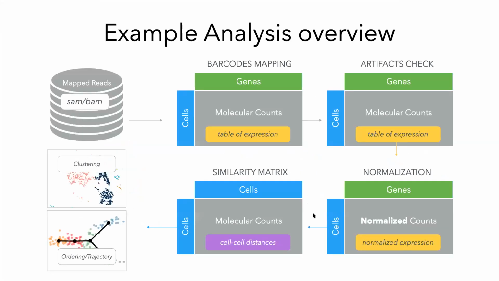So the analysis, as an overview, is that you have your mapped reads. Those are mapped with barcodes for specific genes that produce these molecular counts. You check for artifacts, then normalize the gene coverage, and then you prepare a similarity matrix based on these molecular counts and develop a cell-to-cell distance matrix. And then based on that matrix, you can perform downstream analysis.